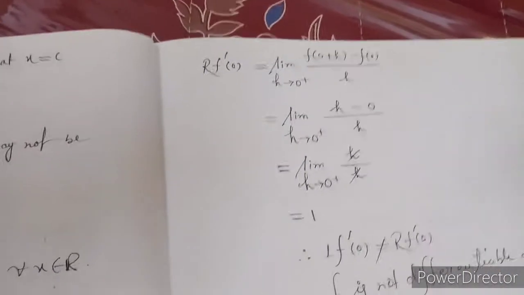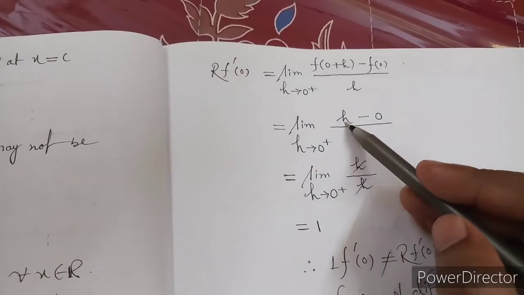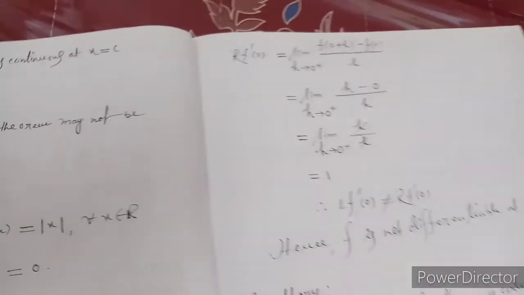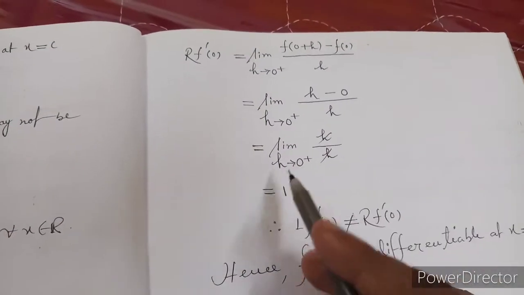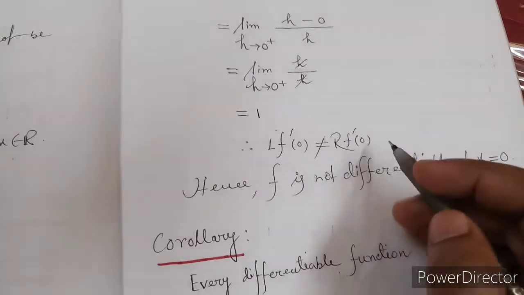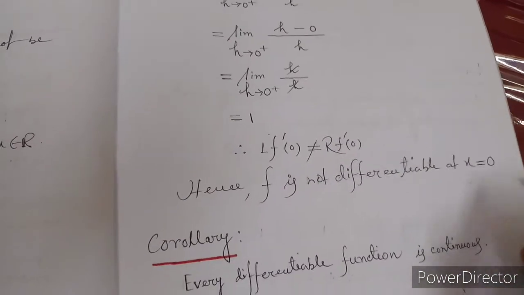So mod x should be x. So f(h) should be h. So this should be h. Minus f(0) is obviously 0. So h by h means 1. So the right hand limit should be 1 at the point x equal to 0. So the left hand limit is not equal to the right hand limit, and hence it's not differentiable at x equal to 0.